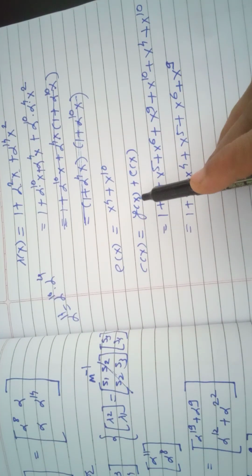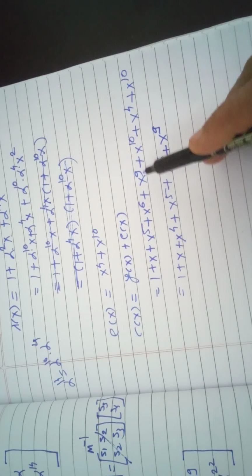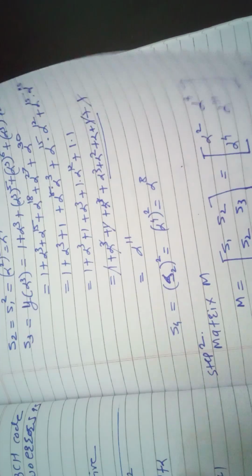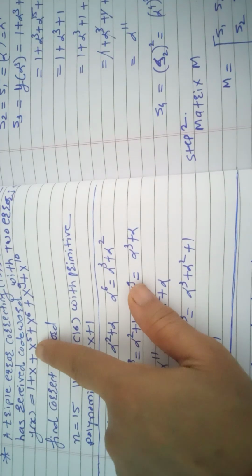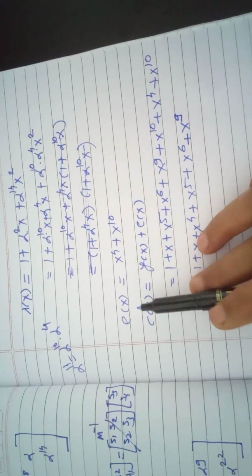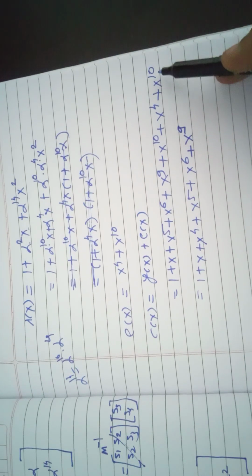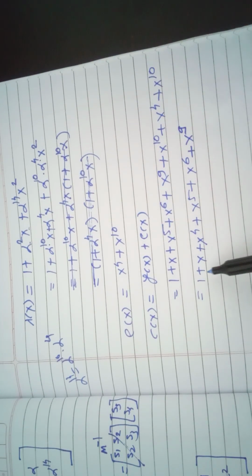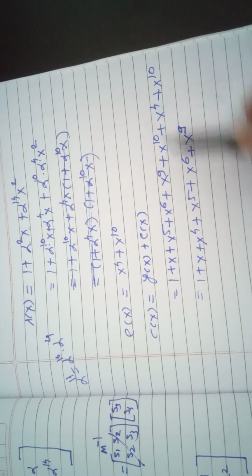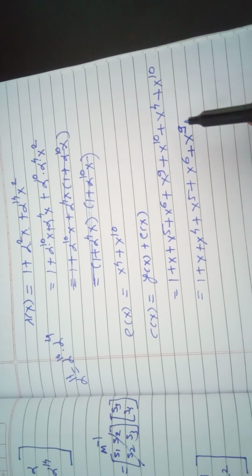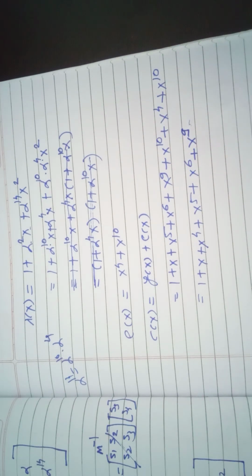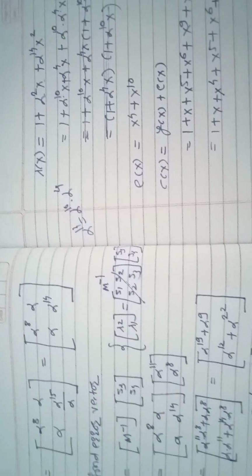So Cx, the corrected code word, is Yx plus Ex. Yx is 1 plus x plus x5 plus x6 plus x9 plus x10. Here they have given this Yx. You have to add Ex, which is x4 plus x10. x10 gets cancelled out, so the corrected code is 1 plus x plus x4 plus x5 plus x6 plus x9. So this is the problem on BCH decoding. Hope you understood this problem.